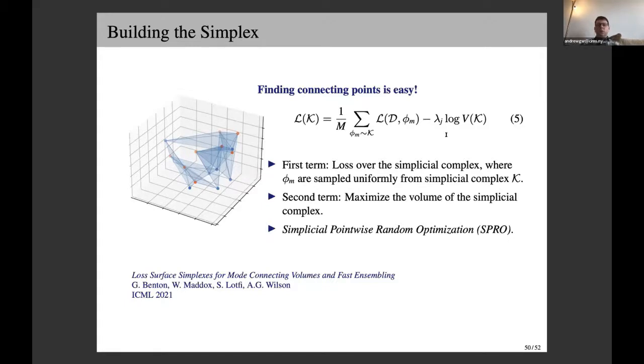We also introduce a term which tries to maximize the volume of these simplices that we're finding. And so this is, again, a very simple procedure. It generalizes the mode connectivity result. We call this simplicial pointwise random optimization.